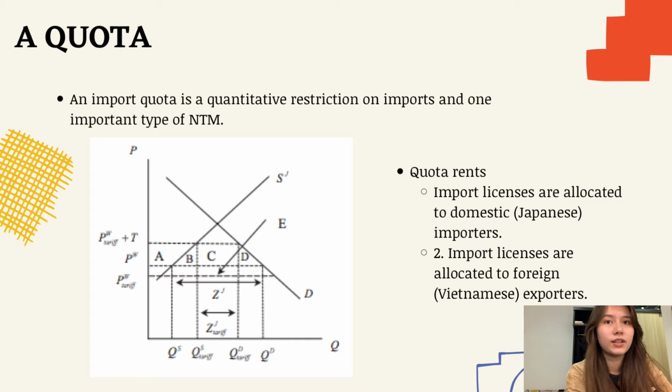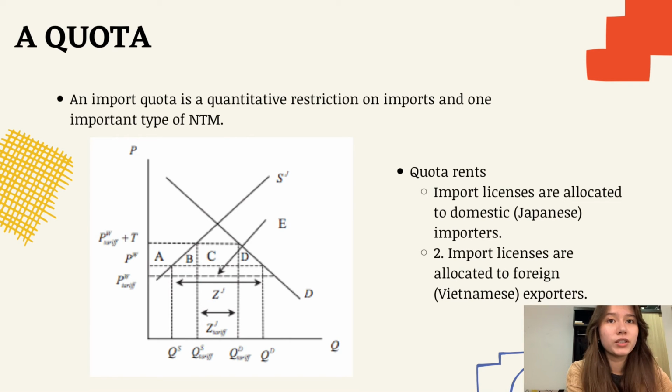Who receives the rent depends on how the quota licenses are allocated. There are two common possibilities. The first one: import licenses are allocated to domestic, which is Japanese, importers. Here, the quota rents accrue to the importers, so they remain within the country. They are a gain to Japan. Second: import licenses are allocated to foreign, which is Vietnamese, exporters. Here, the quota rents accrue to these exporters, so they leave the country. They are a loss to Japan.